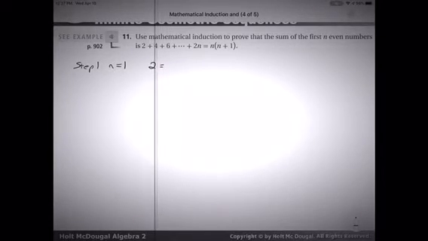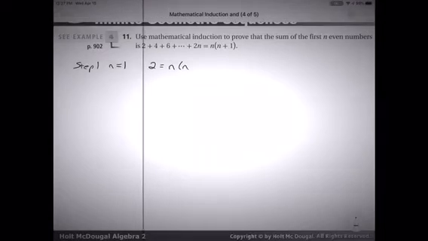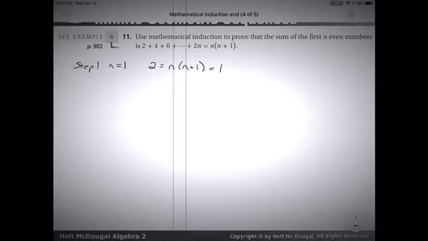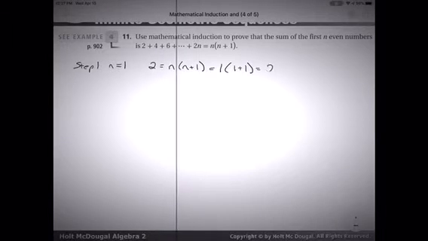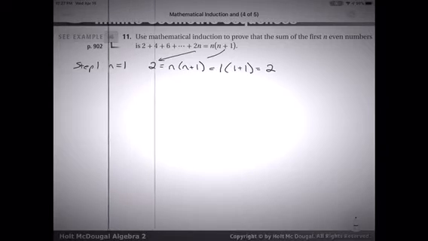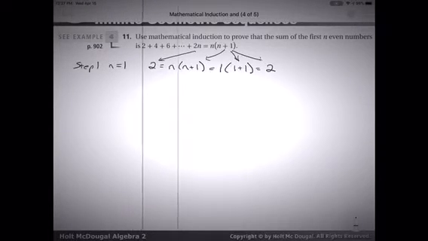Okay, so let's do our mathematical induction to prove that the sum of the first n even numbers is, and that's the expression. Your first step is to do n equals 1. So we just put 1 in for that n, and we get 2 is equal to n times n plus 1, and we'll put 1 in for n. So 1 times 1 plus 1, and sure enough, that equals 2. So 2 equals 2. Step 2. So the 2, this is where those came from.